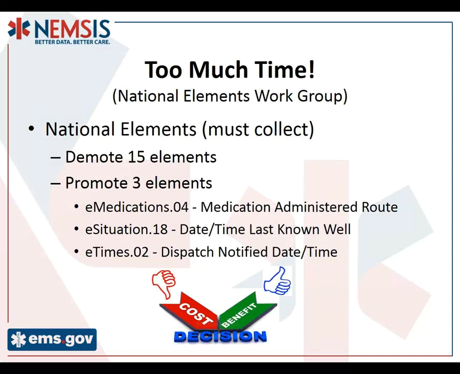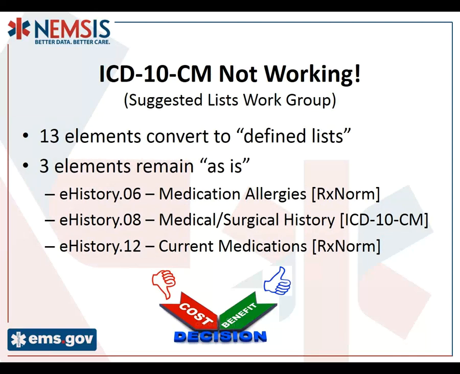What about the issue of too much time? Looking at the national elements, this work group really decided that we could demote 15 elements from a national status to a lower status so they wouldn't have to be collected on each record. But there are 3 that weren't national elements that probably need to be promoted, and those are listed here. So overall, there would be a reduction in 12 elements that needed to be completed on every record. Here, there will be some education probably, but I think the costs are low. We're not adding things. We're trying to remove things. So I think the benefit to our providers is high, so probably the benefit outweighs the cost here.